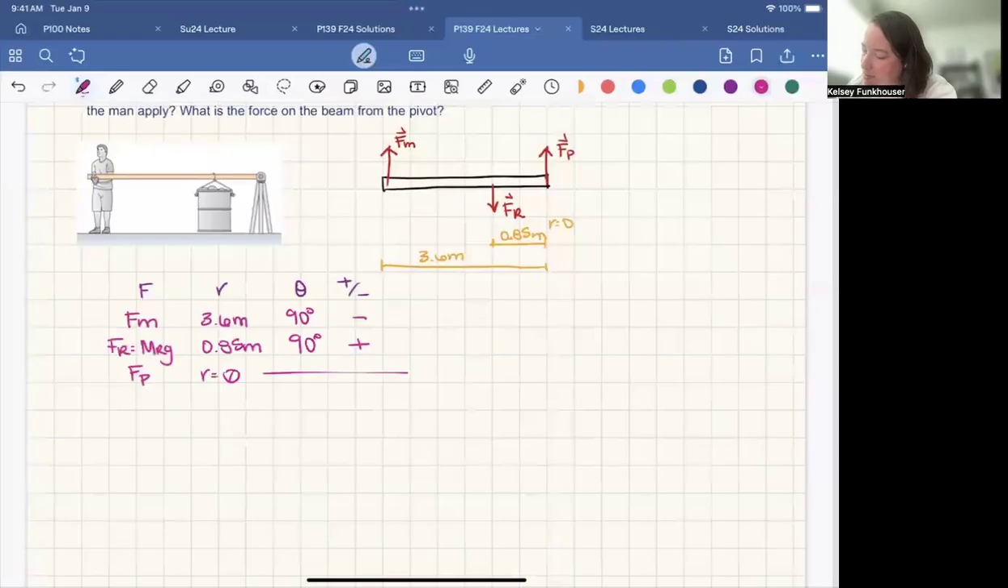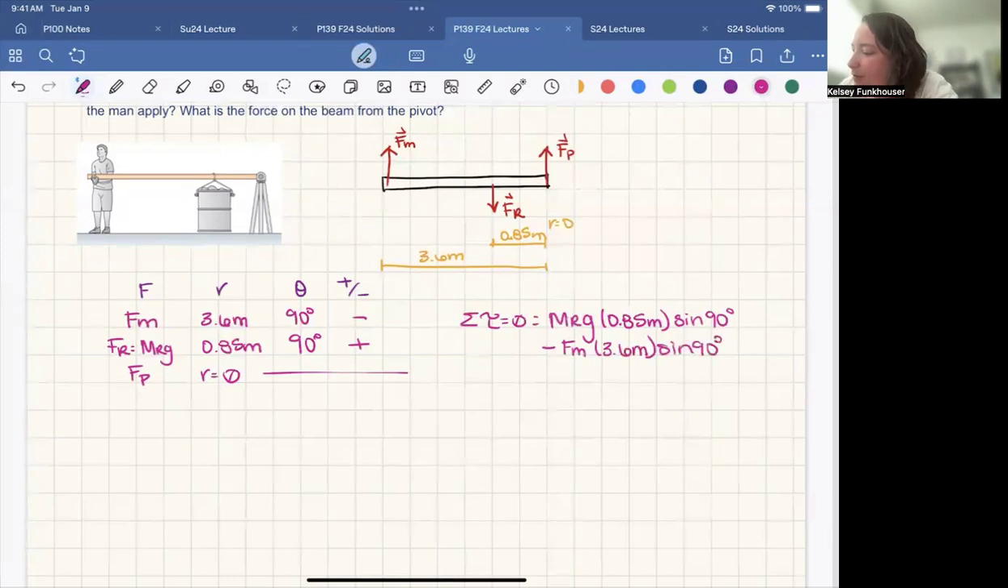Okay. So we have the net torque equals 0, and it is these two torques combined. So let's see. I'll write the positive one first. Mass of the rock times G times 0.85 meters times sine of 90, minus the force that the man applies times 3.6 meters sine 90. So both of these sine 90s are just 1, so we're just gonna ignore them.